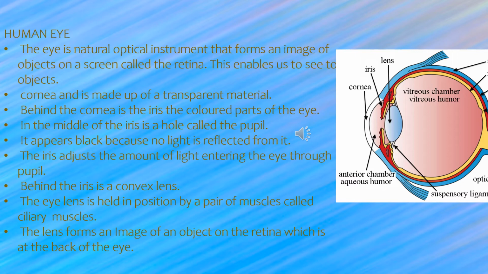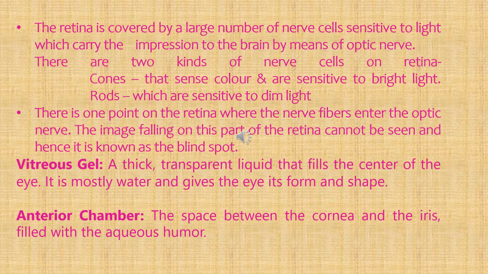So this lens forms an image of the object at the back of the eye. We call it the retina, which is the screen of the eye. When the light falls on the eye, it enters through the convex lens and reaches the retina.